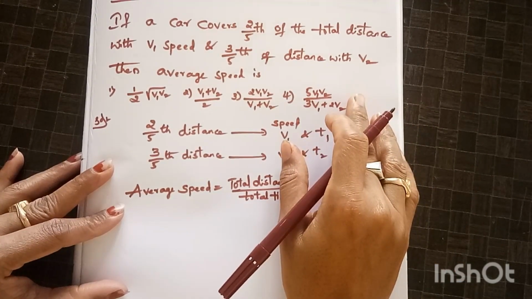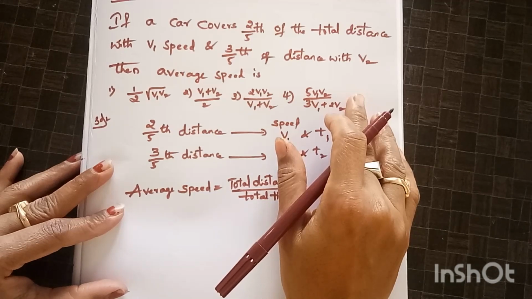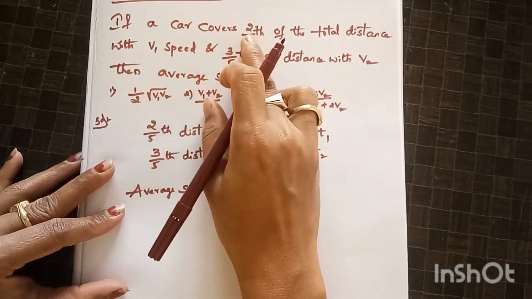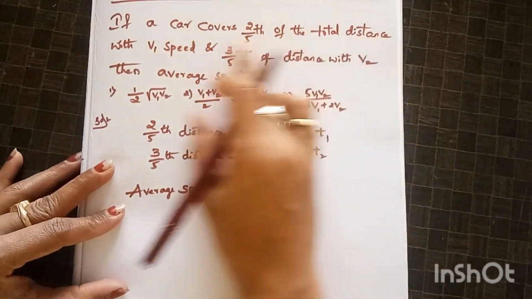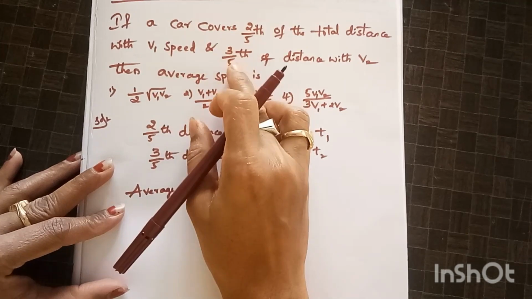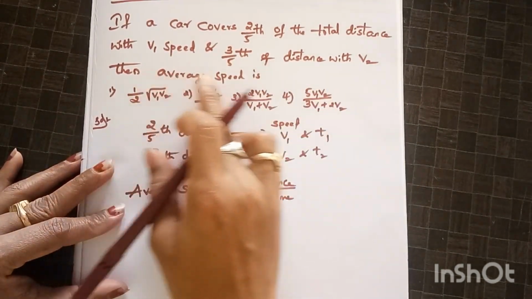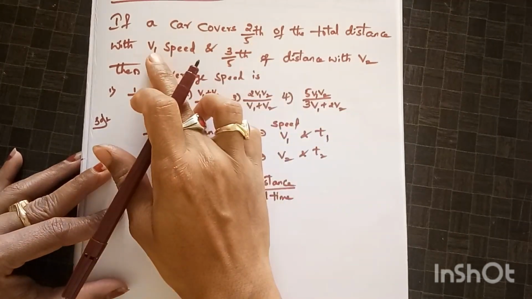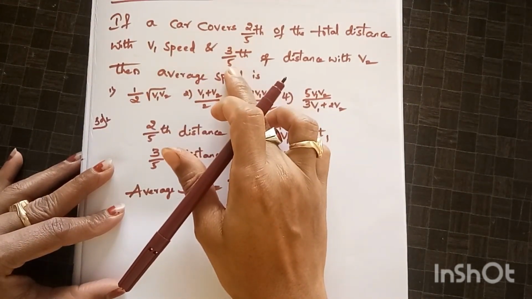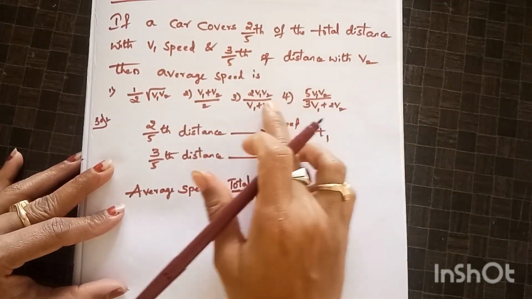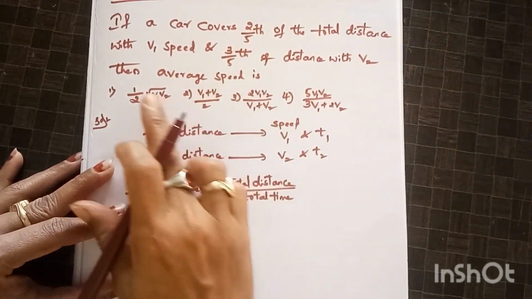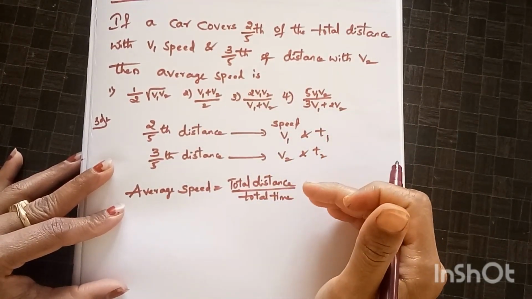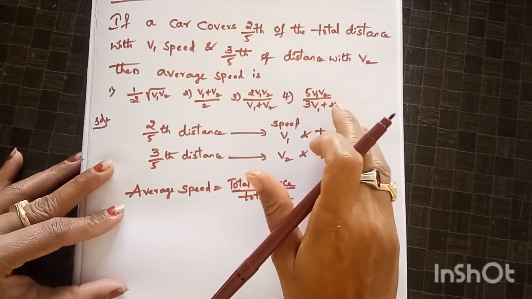So we are going to discuss another problem which is related to application 1. What they have given means: if a car covers 2/5 of the total distance with speed v1 and 3/5 of the distance with v2, then the average speed is. He said that 2/5 of the distance is covered with a speed of v1 and 3/5 of the distance with a speed of v2, then find the average speed. He has given 4 options. So now by solving the problem, we can guess which answer is correct.